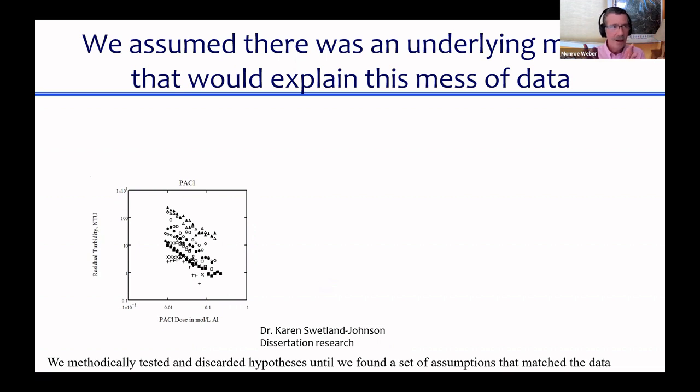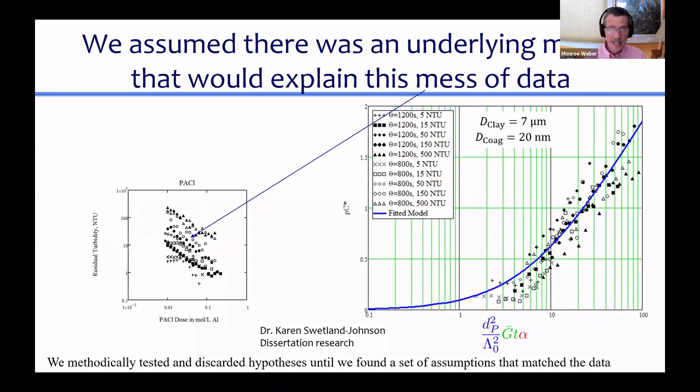How could we get all of this messy data to collapse? We were struggling for what's the underlying physics, and hence what might be the important parameters. One of the assumptions that we needed to make in order to get an underlying model that would get this data to collapse was that notion that only similar sized particles can collide. And we ended up getting this.